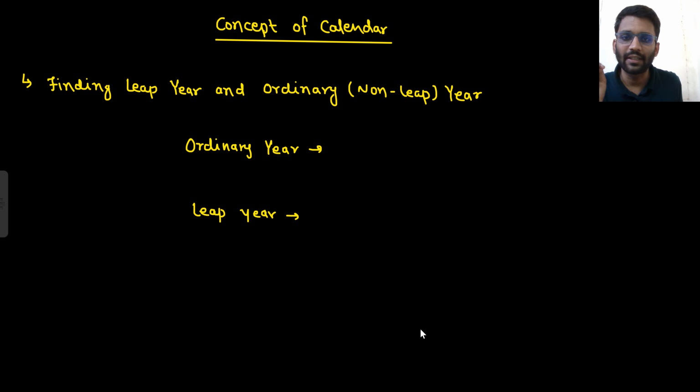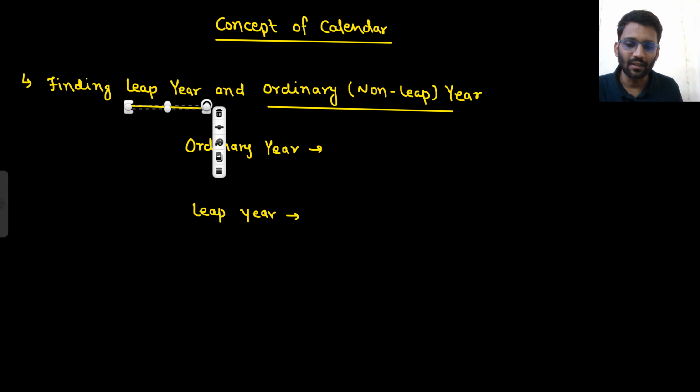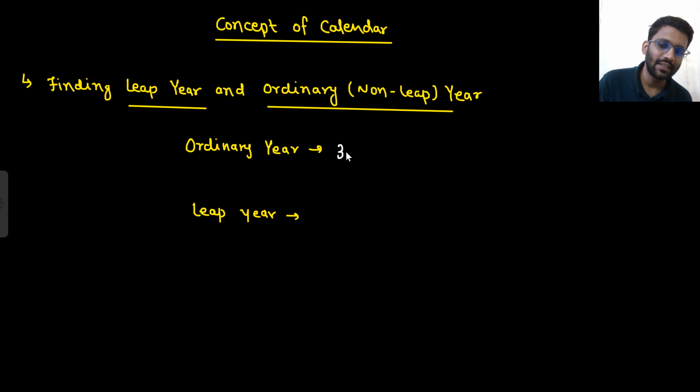Okay, so let's start with the simple concept, that is, what is a leap year or a non-leap year, or we can call it an ordinary year as well. So non-leap year versus leap year. What do you mean by an ordinary year? In an ordinary year, there are 365 days. In 2023, how many days were there? 365. Why it was a non-leap year, and which one will be a leap year, we will certainly see. So 365 days are there. That means 365 by 7, what do you get? 52 plus 1. That means 52 weeks and 1 extra day.